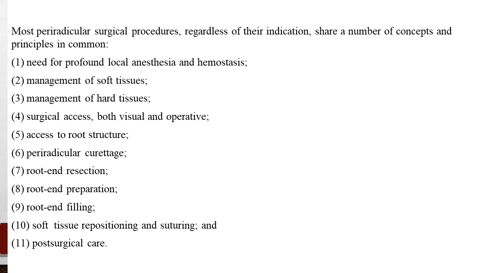Now, most periradicular surgical procedures will share a number of these concepts. So, please keep in mind that these are some of the concepts which are going to be dealt with. However, not all cases will require all of these concepts. Okay. The first is the need for profound local anesthesia and hemostasis. Irrespective of what procedure you are doing, you have to give profound local anesthesia and hemostasis.